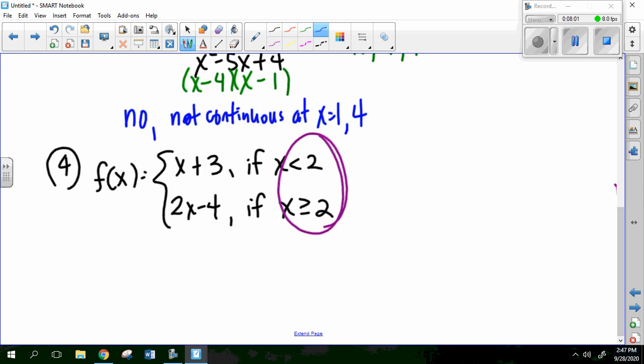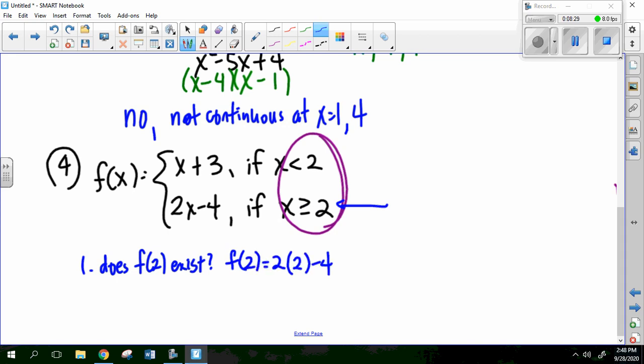So I want to know, does f of 2 exist? Am I physically allowed to plug in exactly x equals 2 in one of these pieces? And yes, because of the "or equal to" right there. So I am allowed to plug in 2. And so if I did, I would be plugging it into the bottom line. I happen to get 4 minus 4 is 0. So it does exist. I can find it.